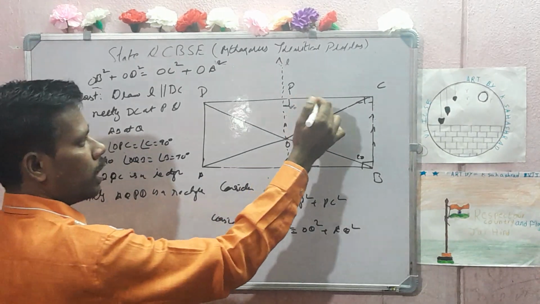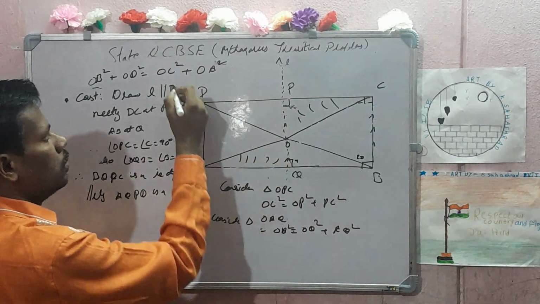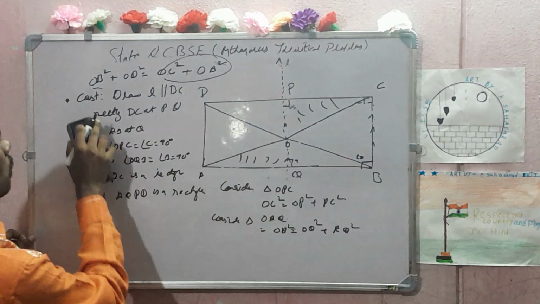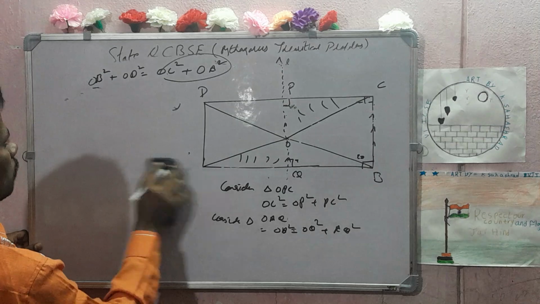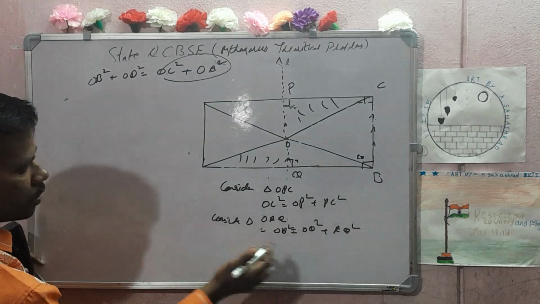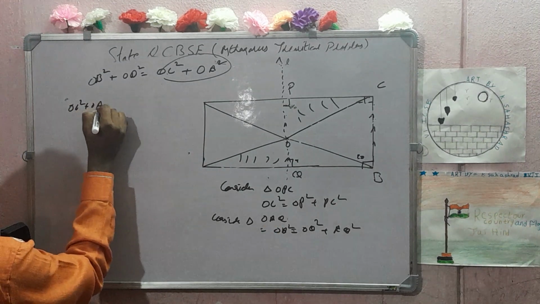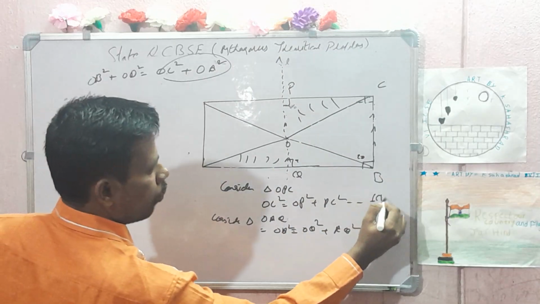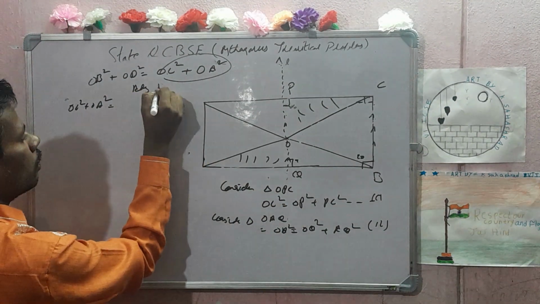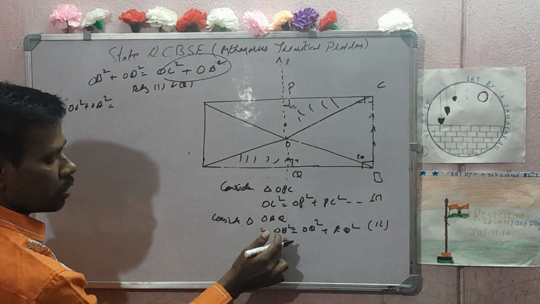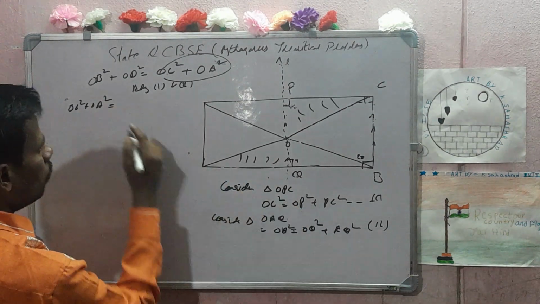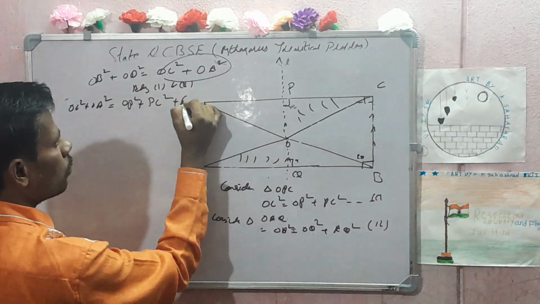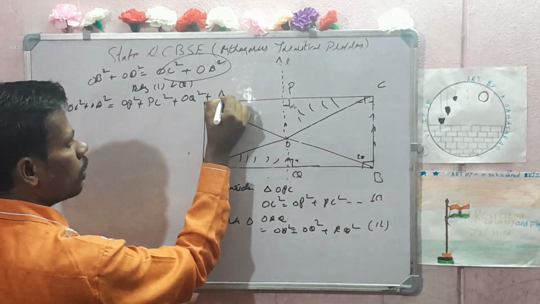Right? Consider this triangle and this triangle. Why we have to consider? Because we want OC square plus OA square. So adding 1 and 2, OC square plus OA square is equal to what you will get? OP square plus PC square plus OQ square plus AQ square.